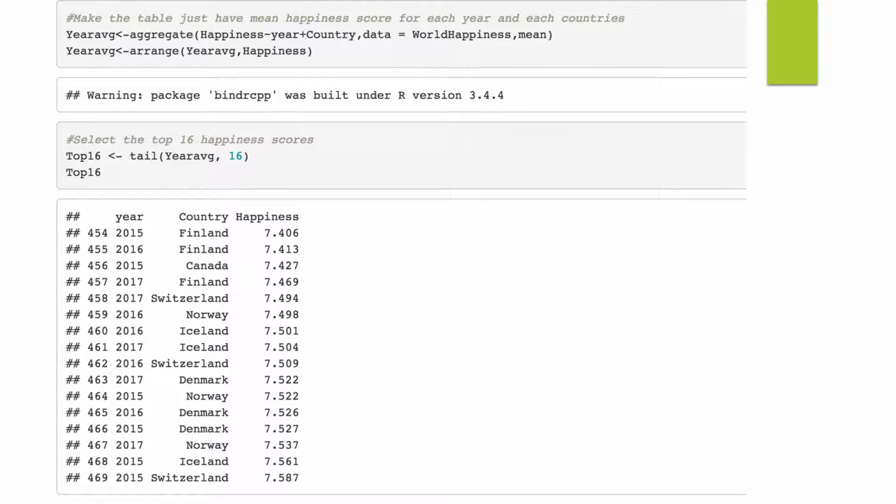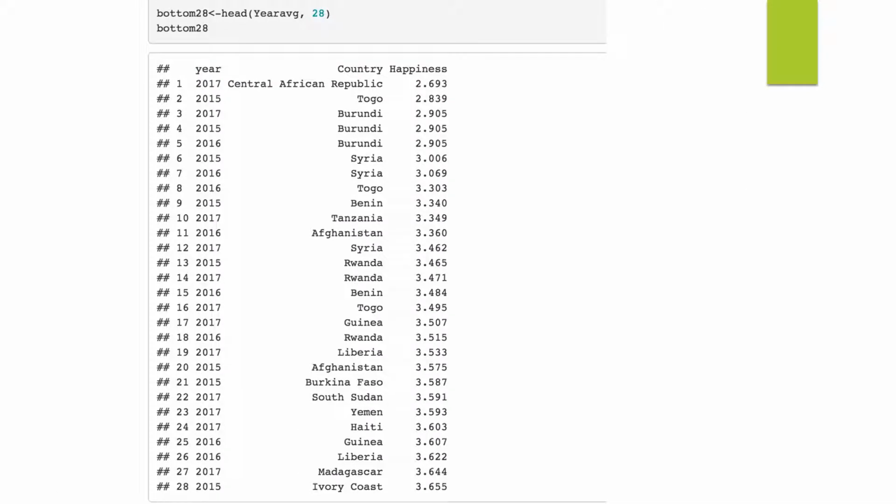Then I was focusing on those countries which have the highest happy scores. Then I made a table for that. Then I arranged it by the happy score, so the first rows contain the countries in that year with the lowest happy score. Then I select the top 16 happy scores. Here is the bottom 28 happy score table.